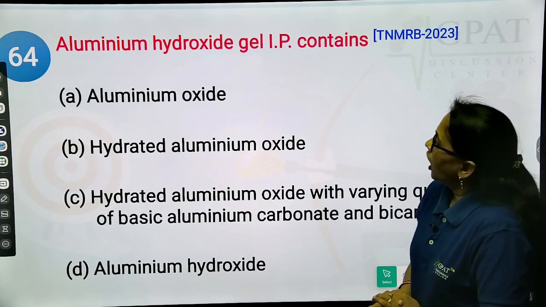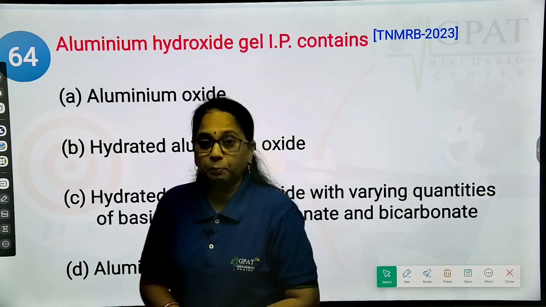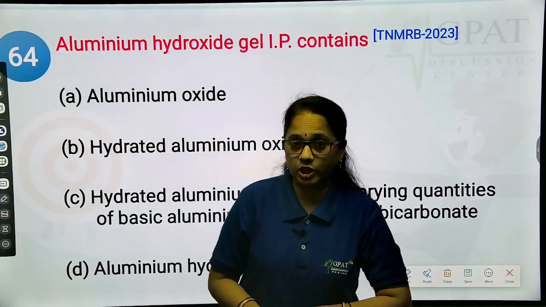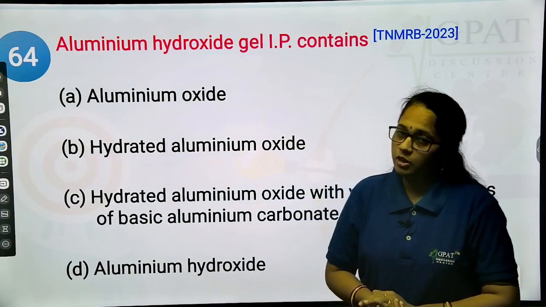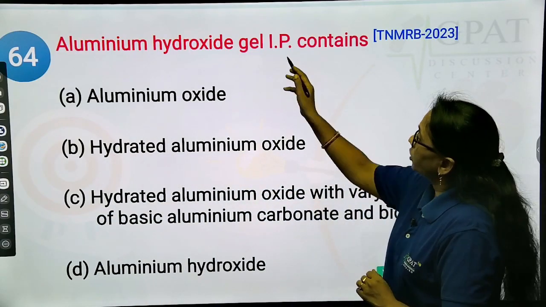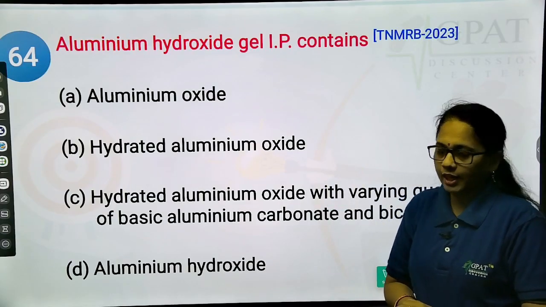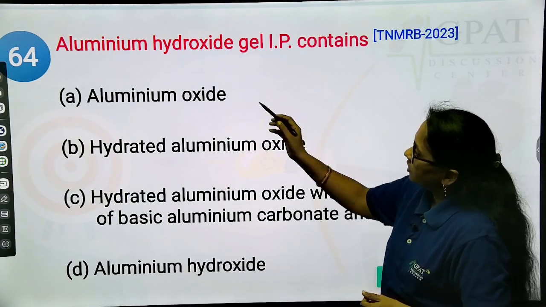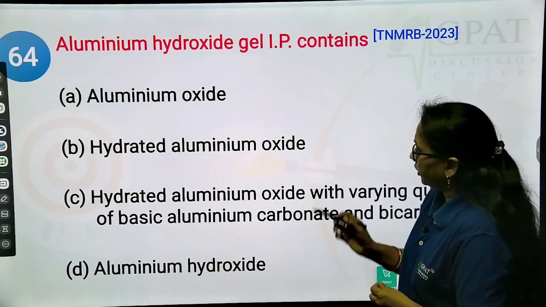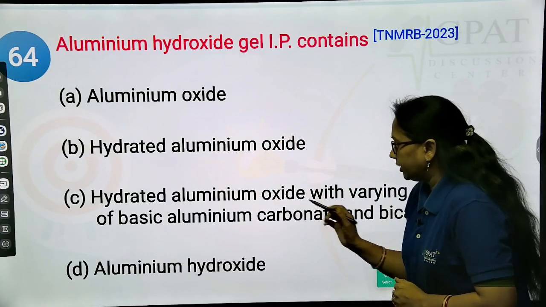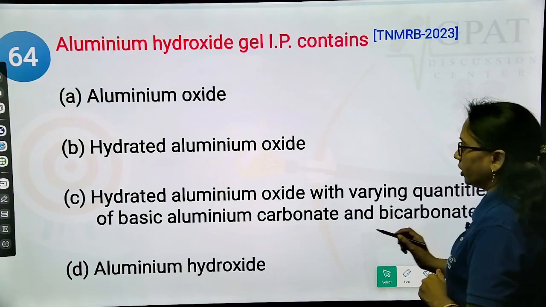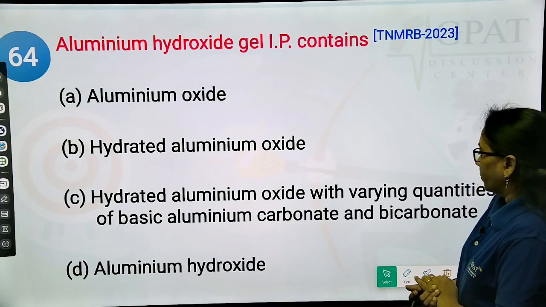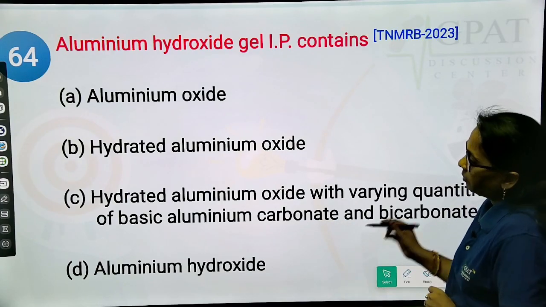Next, aluminum hydroxide gel IP. This aluminum hydroxide gel is official in many pharmacopoeias. According to the Indian Pharmacopoeia, what does it contain? The same question was asked by TNMRB in 2023. Let us see the options: aluminum oxide, hydrated aluminum oxide with varying quantities of basic aluminum carbonate and bicarbonate, and aluminum hydroxide.